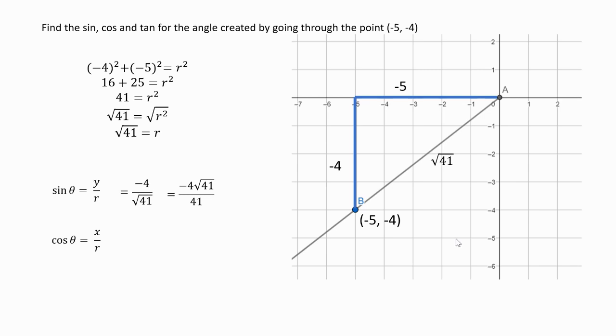Cosine is the x value. In this case, the x value is -5. Right? And same thing, I'm going to have to multiply it by root 41 over root 41. And there's my rationalized answer. Tangent is the y value divided by the x value. So the y value is -4, and the x value is -5. So a negative divided by a negative is a positive, right? So that's going to be a positive tangent. So now the main difference is that we're going to have these negatives and positives in the sine, cosines, and tangents that we otherwise never would have had with just right triangle trig.